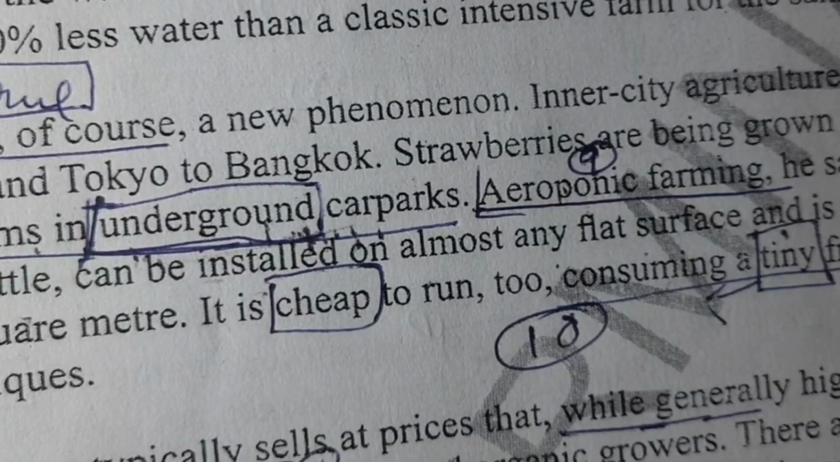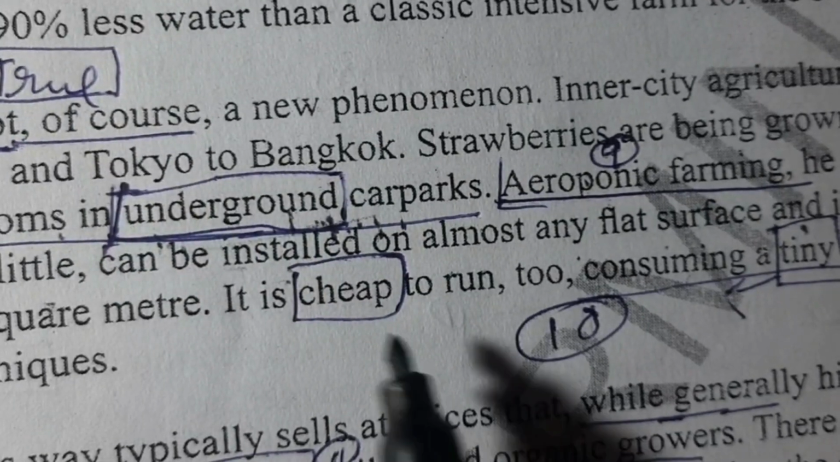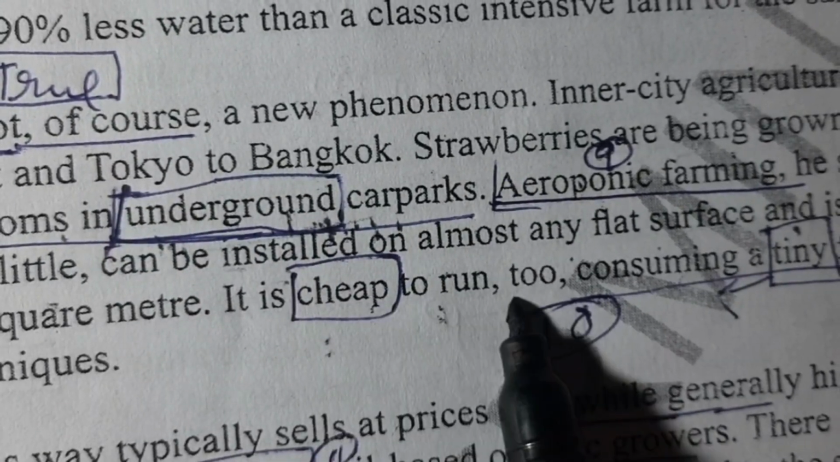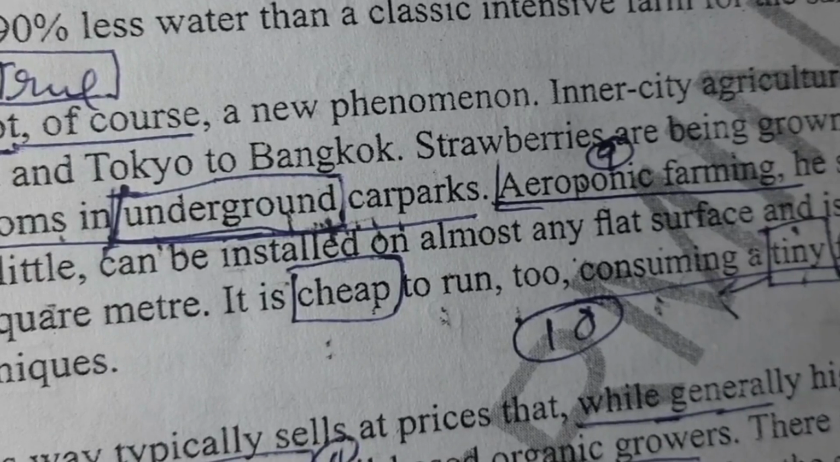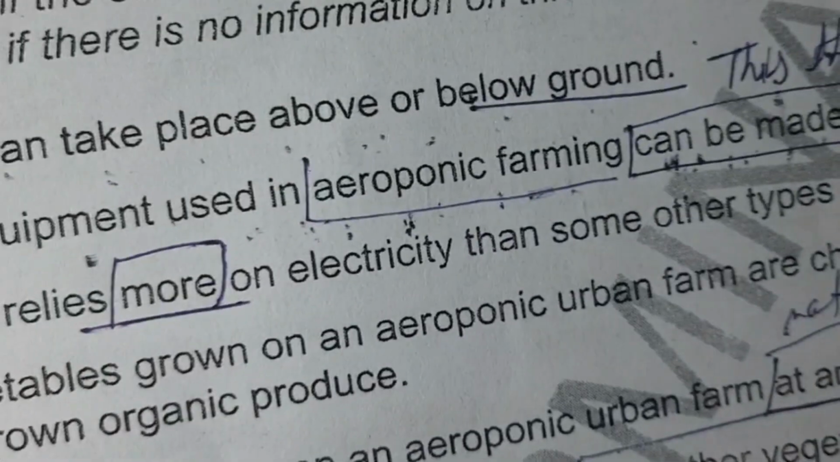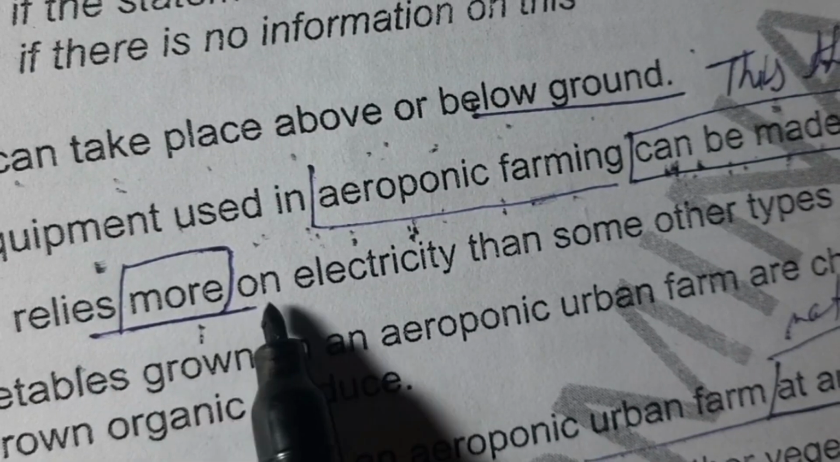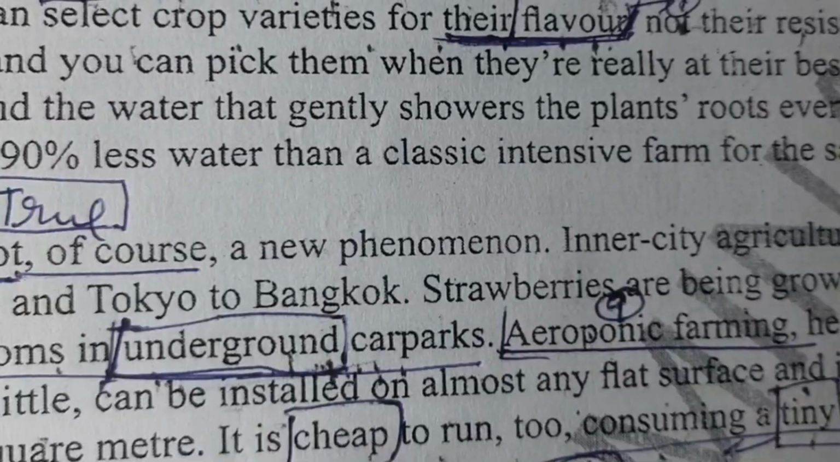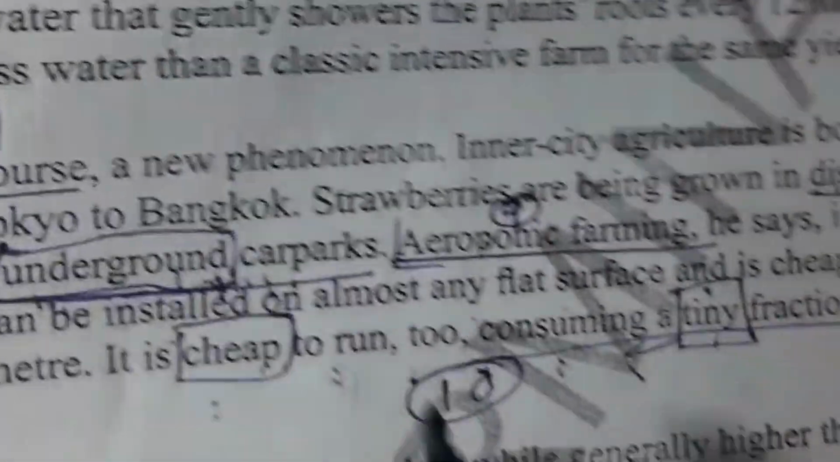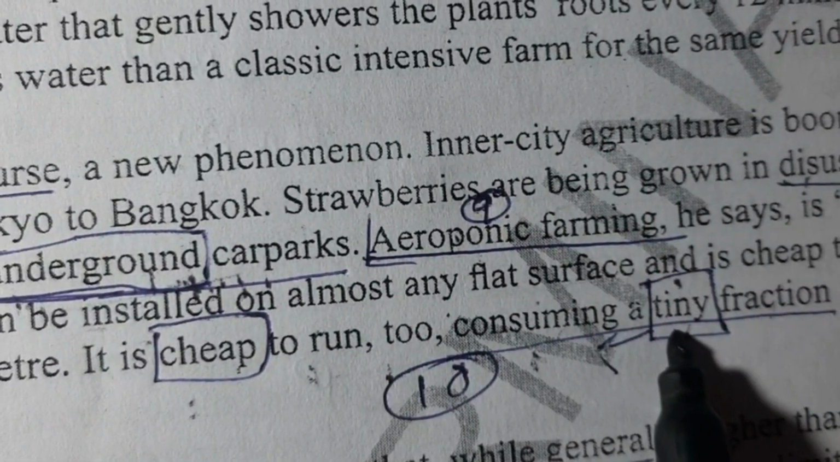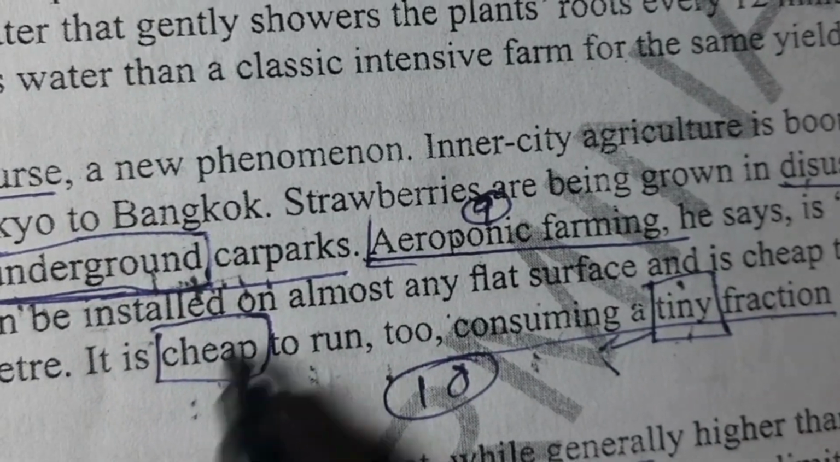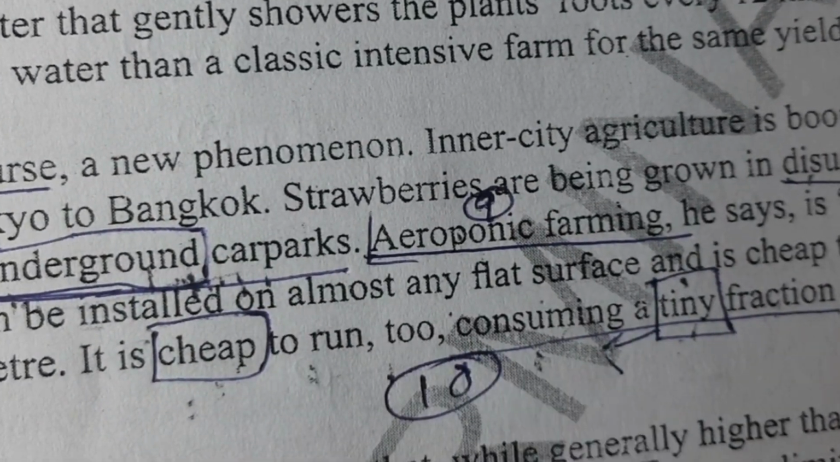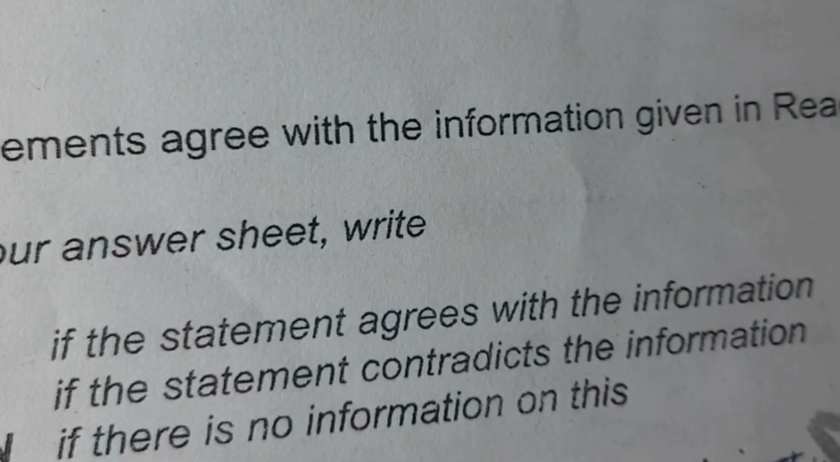Urban farming relies more on electricity than some other types of farming. Let's move on to the 10th. Cheap to run, consume a tiny fraction. Here it says more on electricity, but here the writer tells us tiny fraction and cheap. So we can say that the 10th is false. The answer contradicts.